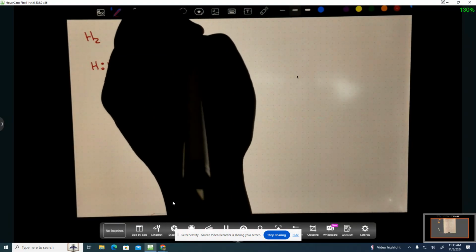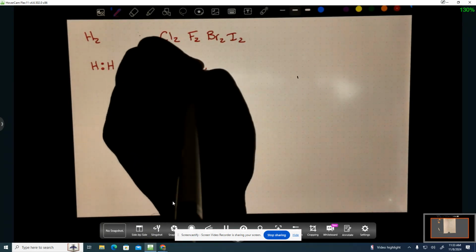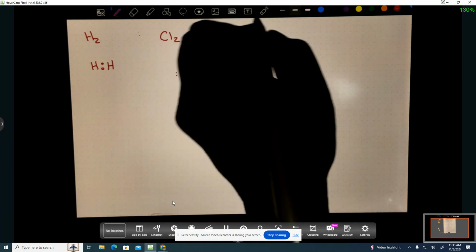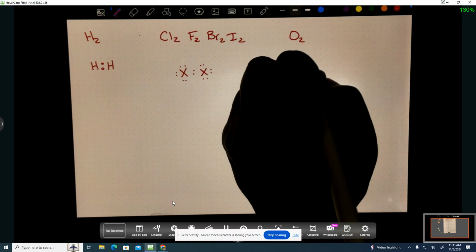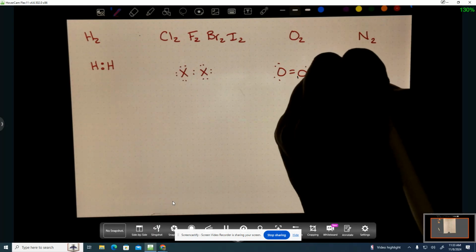So remember yesterday, we're writing some things down. Remember yesterday we drew the Lewis dot diagrams for the diatomics? Do you remember what they are? You should. Okay, we had hydrogen. It looked like this. We had chlorine, fluorine, bromine, and iodine, and they all looked the same. They looked like this. Then we had oxygen. What does oxygen have? Has a double covalent bond. Very good. And we had nitrogen, which had a triple covalent bond.